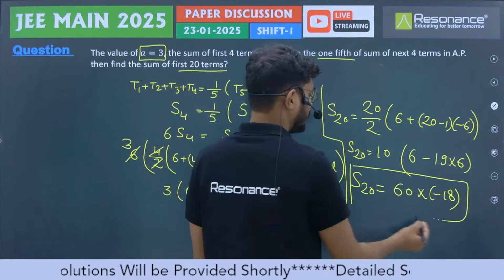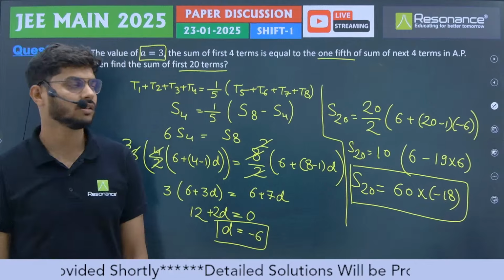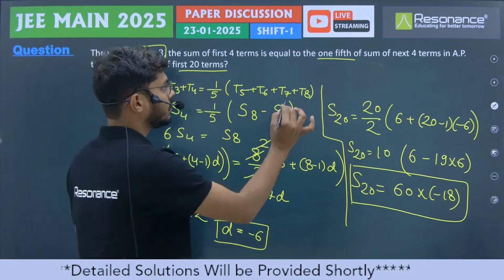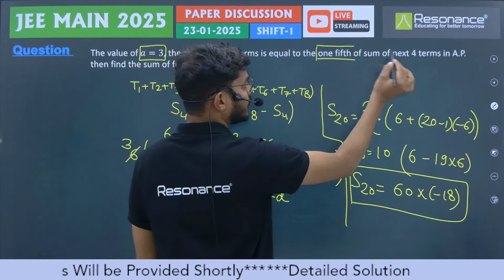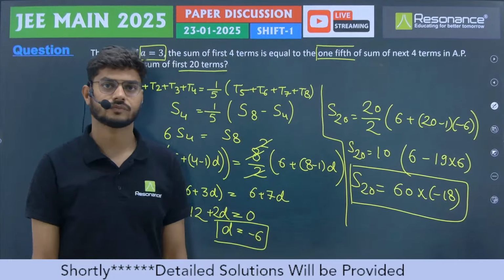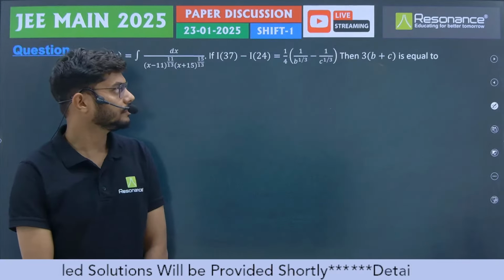So it is a very basic question based on the sequence and series. You can easily solve it, but just remember the meaning of 1/5 of the next 4 terms, right? So moving on to the next question.